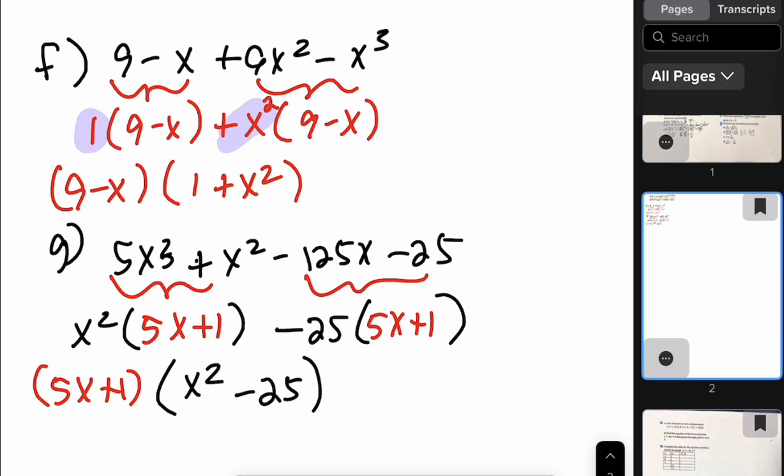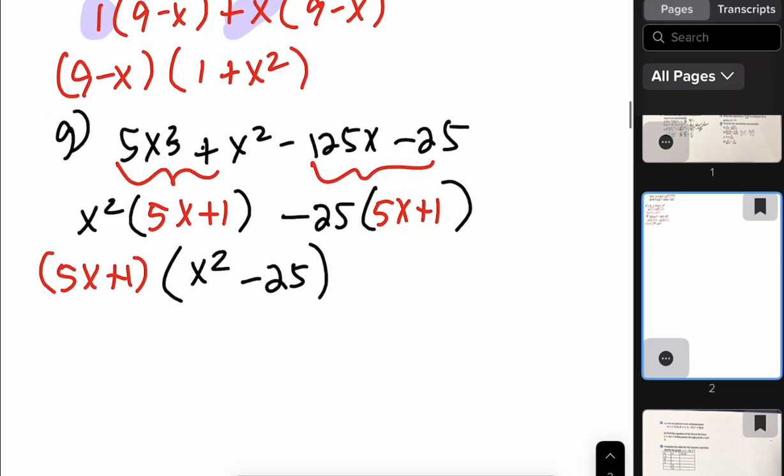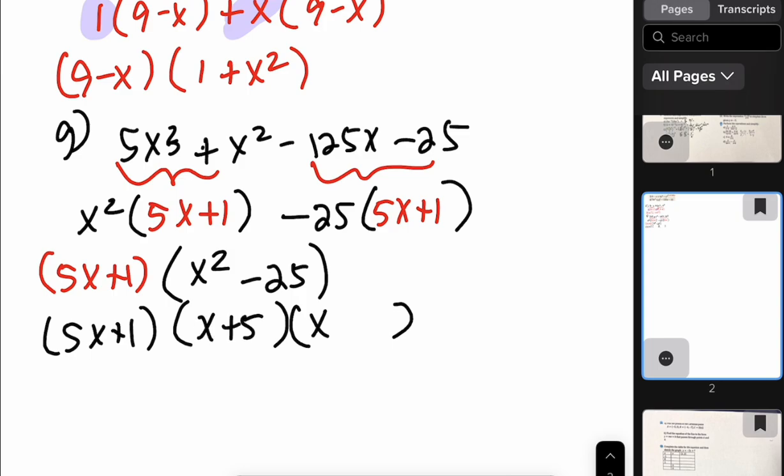So that's why you never completely stop until you look one more time and ask, can I factor one more time? And you can. So your final answer would be 5x plus 1. These 2 pieces factor again using our difference of squares. X plus 5, x minus 5. In any order, it doesn't matter.